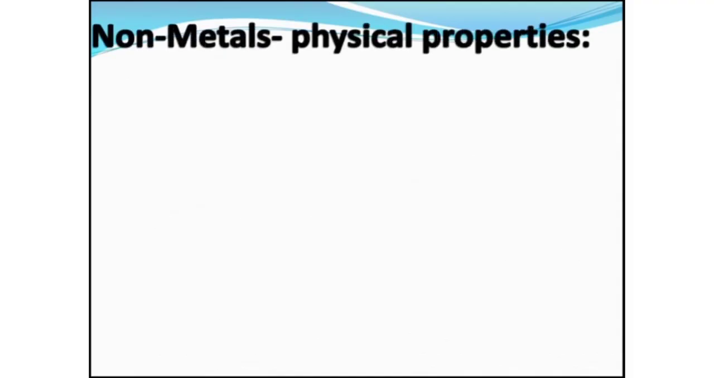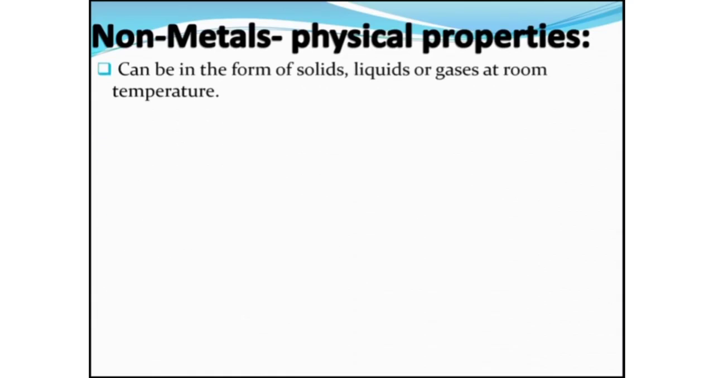Now we are going to see the physical properties of non-metals. They do not have a specific physical state. They can be found as solids, liquids and gases. Solid non-metals are brittle in nature. If you hit a non-metal with a hammer, it breaks into pieces.